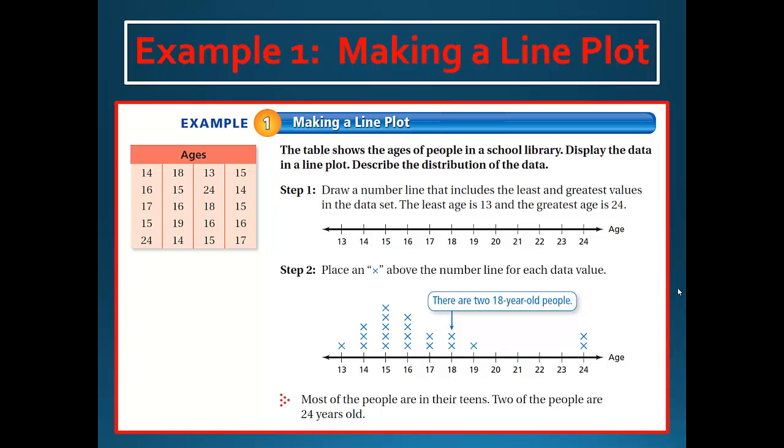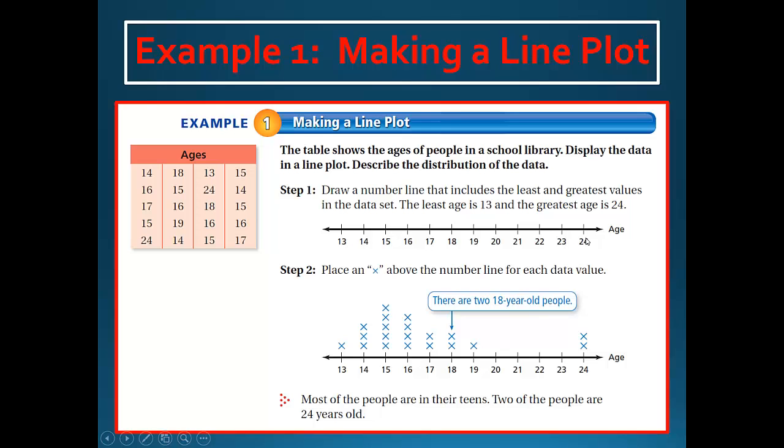For our first step, we're going to draw a number line that includes the least and greatest values of the data set. The least age is 13, so as we look at our data, the smallest is 13, and the greatest age is 24. So the largest number in our data set is 24. So we'll make a number line that starts at 13 and goes all the way to 24 and includes all the numbers in between.